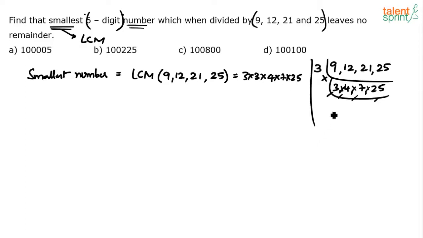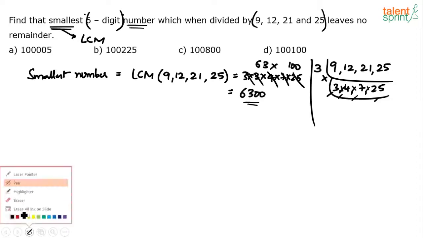Instead of multiplying 3 into 3 into 4, I know 4 into 25 is 100. So my life becomes easy. 3 into 3, 9. 9 into 7 is 63. So this becomes 6,300. LCM is equal to 6,300. Now, I know that 6,300 is the smallest number which is divisible by 9, 12, 21 and 25. But now we have to find out the smallest 6-digit number.